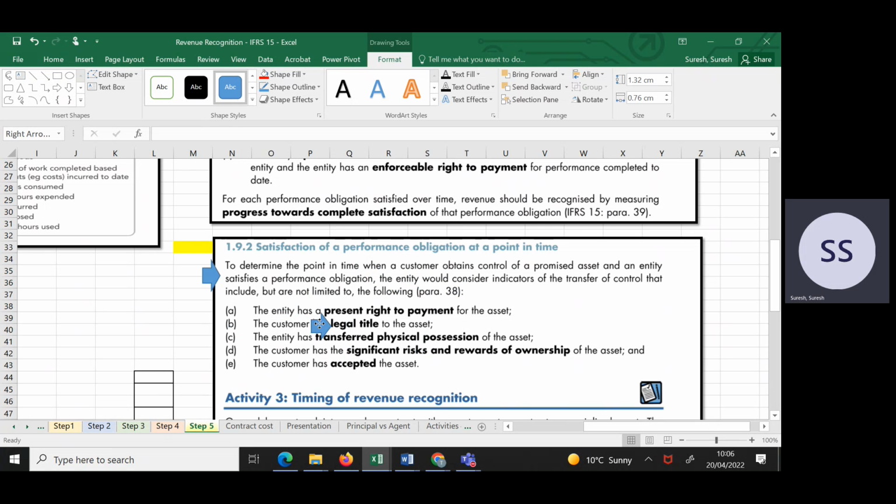And when the customer has legal title to the asset, I transfer it now. I transfer the car to you, and you have the legal title now. So that is an indicator that at that particular point of time, the obligation has been completed. Or transferred physical possession of the asset. That's another one. And then the customer has significant risk and reward of the ownership of the asset. Everything, the complete risk and reward, has been transferred to you, and then the customer has accepted the asset. These are the indicators that would help you to identify that point in time when the performance obligations get completed.